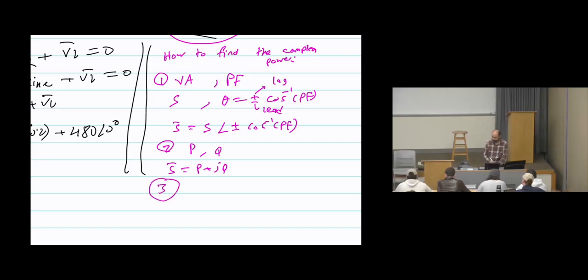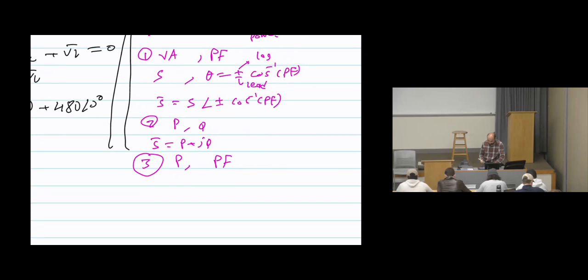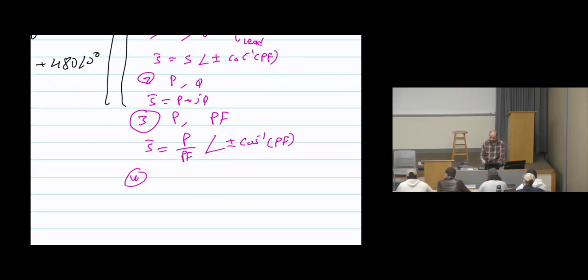Case number 3, you might have the real power and power factor, like what we have in this example. In this case, how can we calculate the complex power? You will say that the complex power will be S equals P over power factor, so P over power factor, angle plus or minus cosine inverse of power factor. Case number 4, when you have reactive power and power factor, how to calculate the complex power? It will be Q over square root of 1 minus power factor squared, angle plus or minus cosine inverse of power factor.